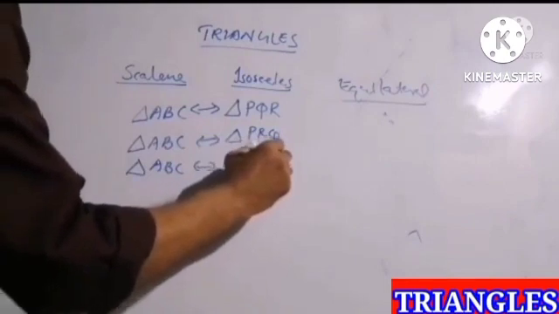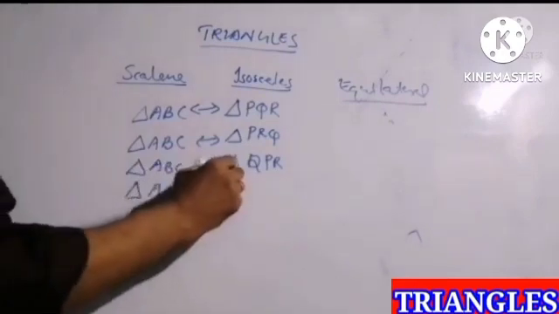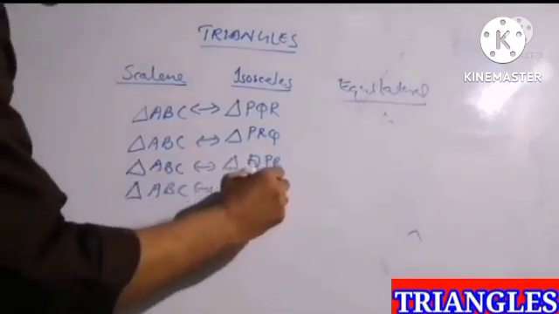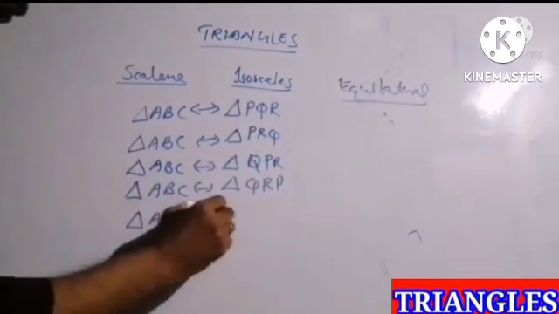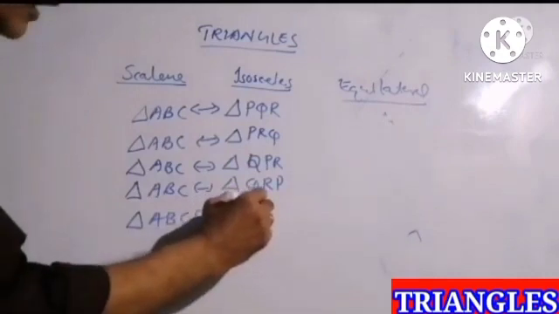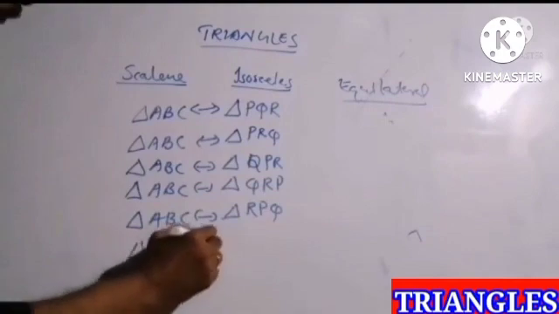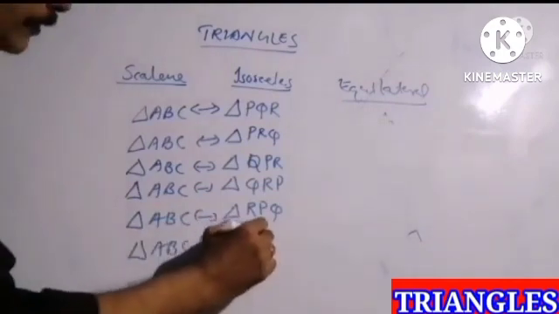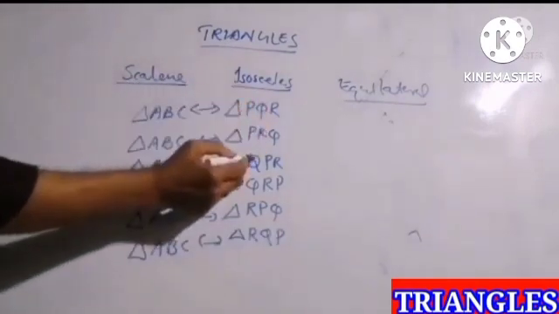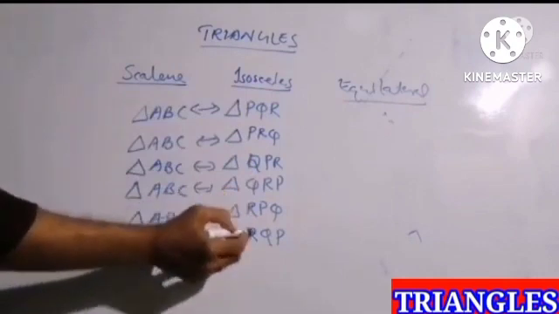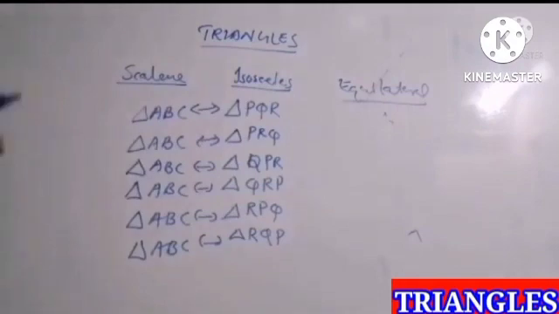Q, P, R. Next, fourth type, again ABC. Triangle Q, R, P. Next, again, triangle ABC. R, P, Q, triangle RPQ. Triangle ABC again. RQP. Okay. Beginning with P 2 times, beginning with Q 2 times, beginning with R 2 times. So overall there are 6 types of correspondences between two triangles.